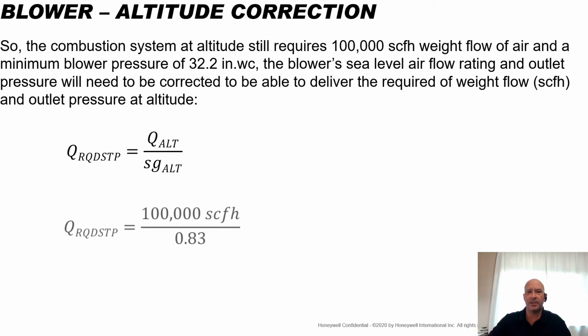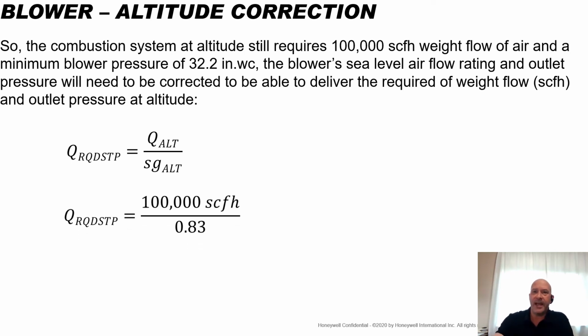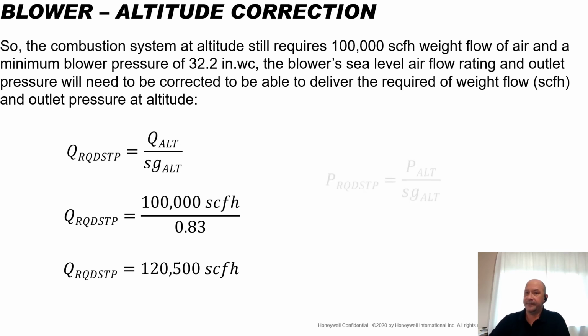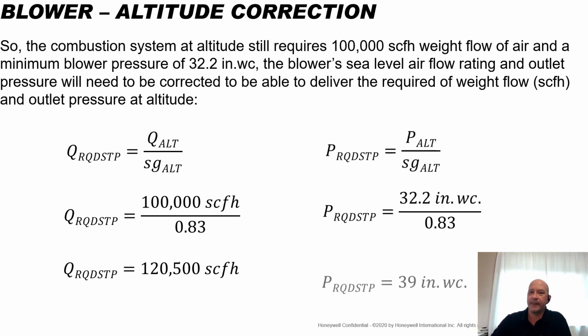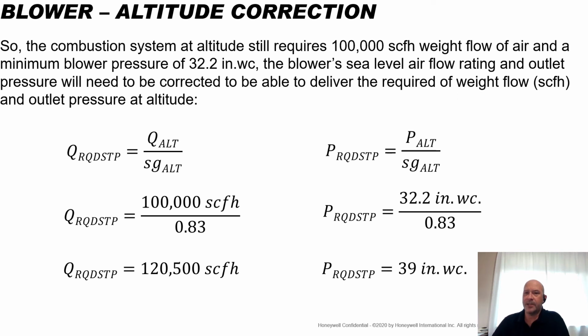Going back to the fan laws, if we have a blower catalog that we're going to look to, and it's based on sea level conditions, and we are figuring for our required airflow rating, then that sea level catalog rating needs to be 120,500 SCFH. Consequently, the same for the pressure, it needs to be 39 inches, because what's going to happen is when that blower rated at sea level goes to altitude, it's going to be 39 inches now multiplied by our specific gravity, and we'll deliver the 32.2 inches.